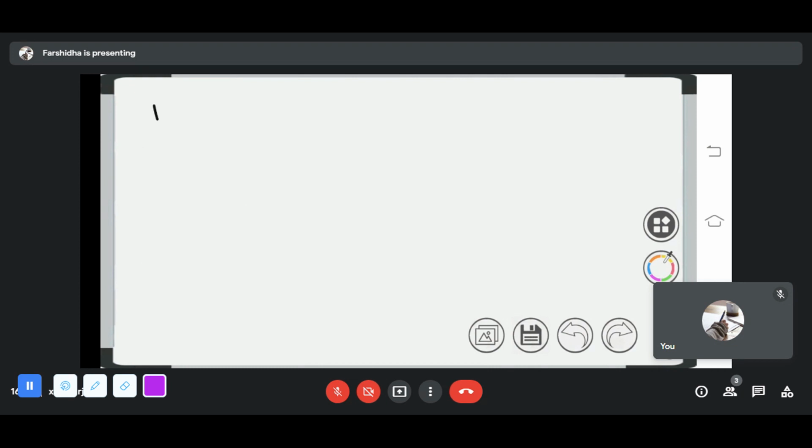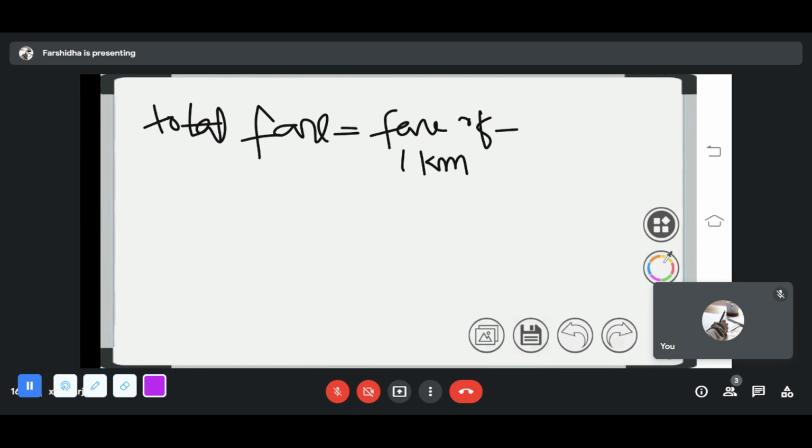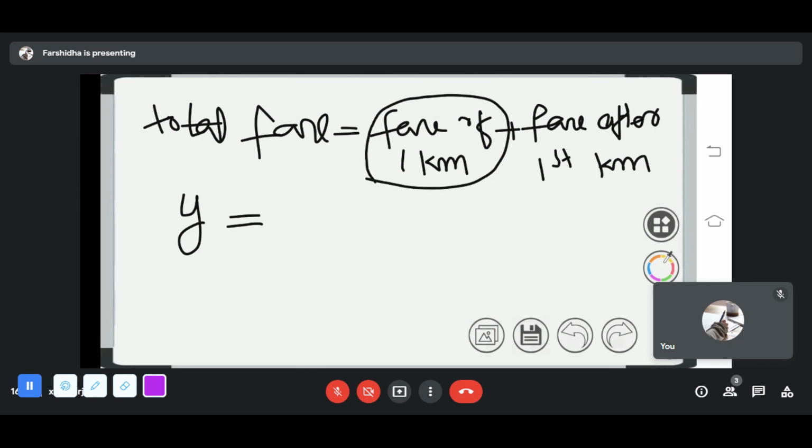So you can write. So what is your total fare? You have taken something as total fare at the beginning of the answer. So you can write y is equal to fare of first kilometer plus fare after the first kilometer. It is given in the question.